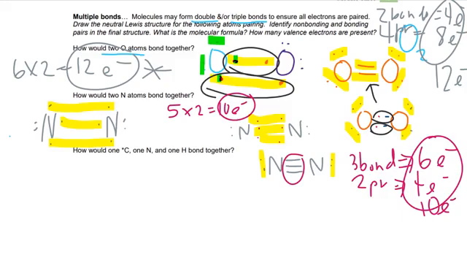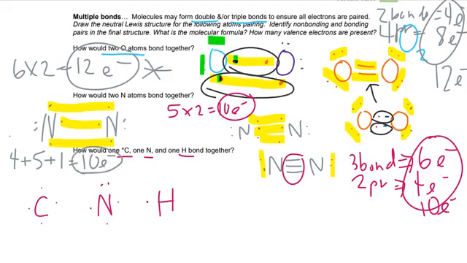And let's try drawing these guys. So let's look at my carbon. We know carbon has 4. Look at nitrogen. We know nitrogen has 5. And we know hydrogen has 1. So let's look at our total electrons here. We're going to have 4 from carbon plus 5 from nitrogen plus 1, so a total of 10 electrons that we need to account for when we're drawing the structure.